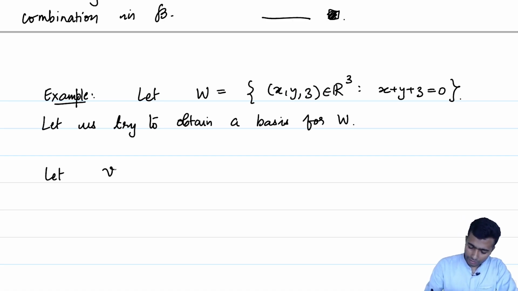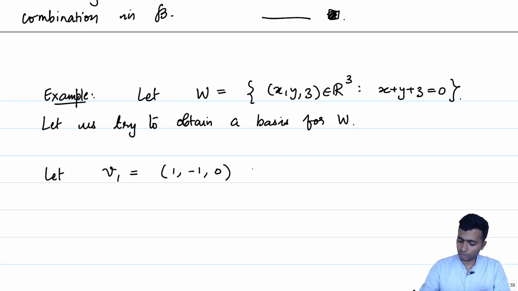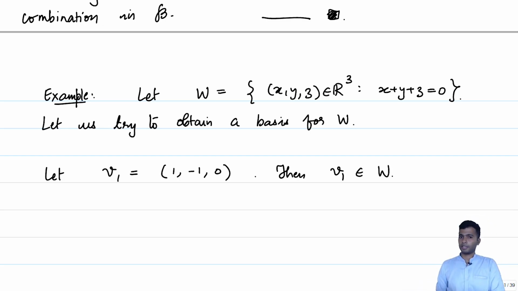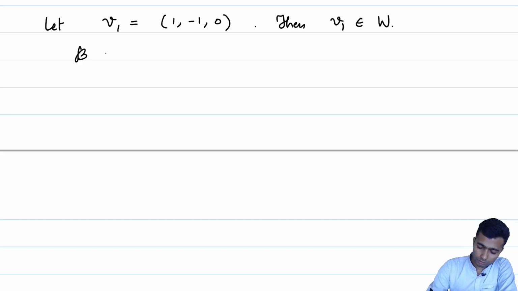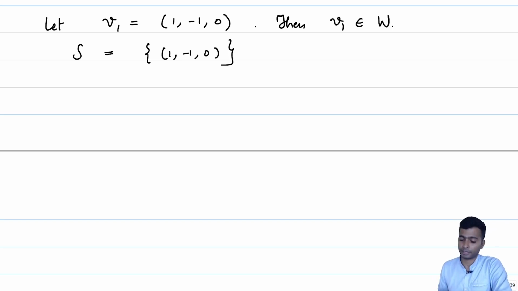Let us start with V1 to be the vector 1, minus 1, 0, right. 1 minus 1 is 0, and then add 0, it will give you back 0. Then V1 belongs to our W, it is an element in our subspace W of R3. Okay, so is it a basis? So, if you just consider B to be equal to just the set consisting of (1, minus 1, 0), let me not call it B because we do not know what it is. Let us say let S be this particular vector.